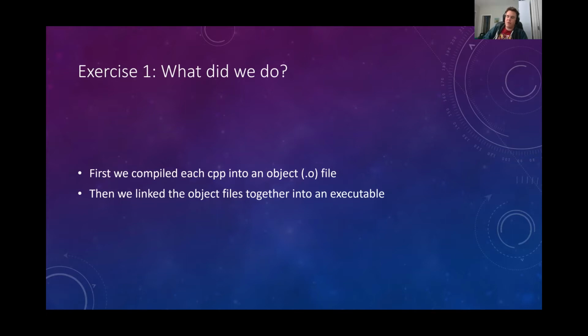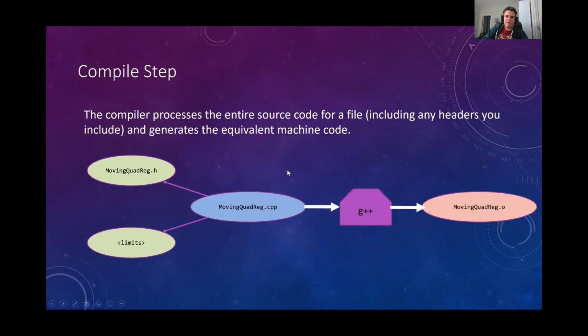So now we'll go over what we actually did with these commands. The first thing we did was compile each CPP file into an object or .o file. Then we linked all the object files together into an executable. So there are 2 steps involved. The first step is the compile step. In the compile step, the compiler takes the entire source code for a file, including any #includes it has, and then generates the equivalent machine code. So if we have movingquadreg.cpp, that goes to movingquadreg.h, and it goes to a header that it includes, like limits. Make sense?